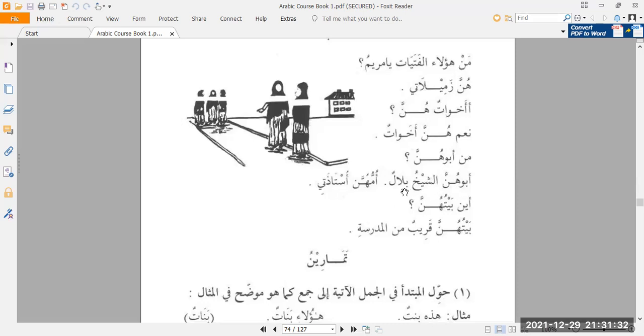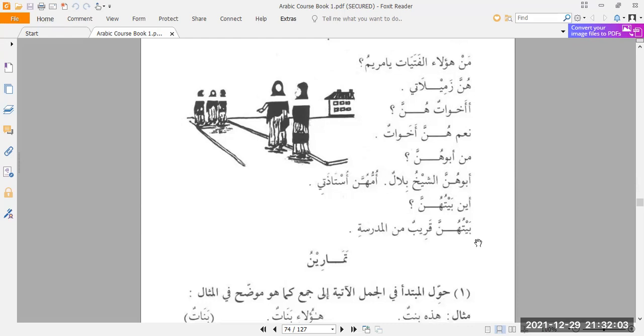So, their father is Sheikh Bilal and their mother is my teacher. Aina baytuhunna, where is their house? بيتهن قريب من المدرسة. Their house is close to the madrasa. بيتهن قريب من المدرسة. Their house is close to the school.